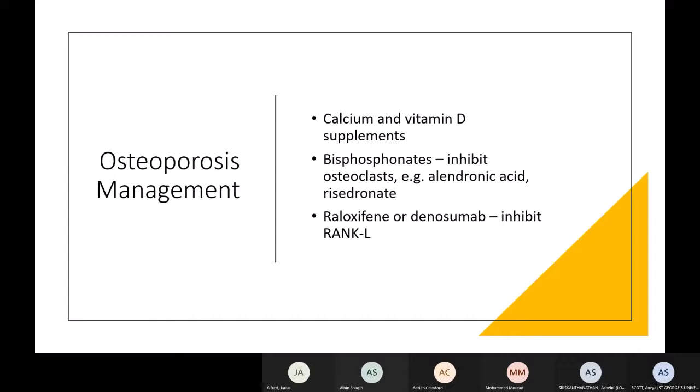And then some other options: you can use raloxifene or denosumab, which inhibit RANK L. And RANK L is involved in the maturation of osteoclasts. So that's how that works. I wouldn't worry too much about how they work, but just bear in mind bisphosphonates, the first line, is probably the most important thing to know.